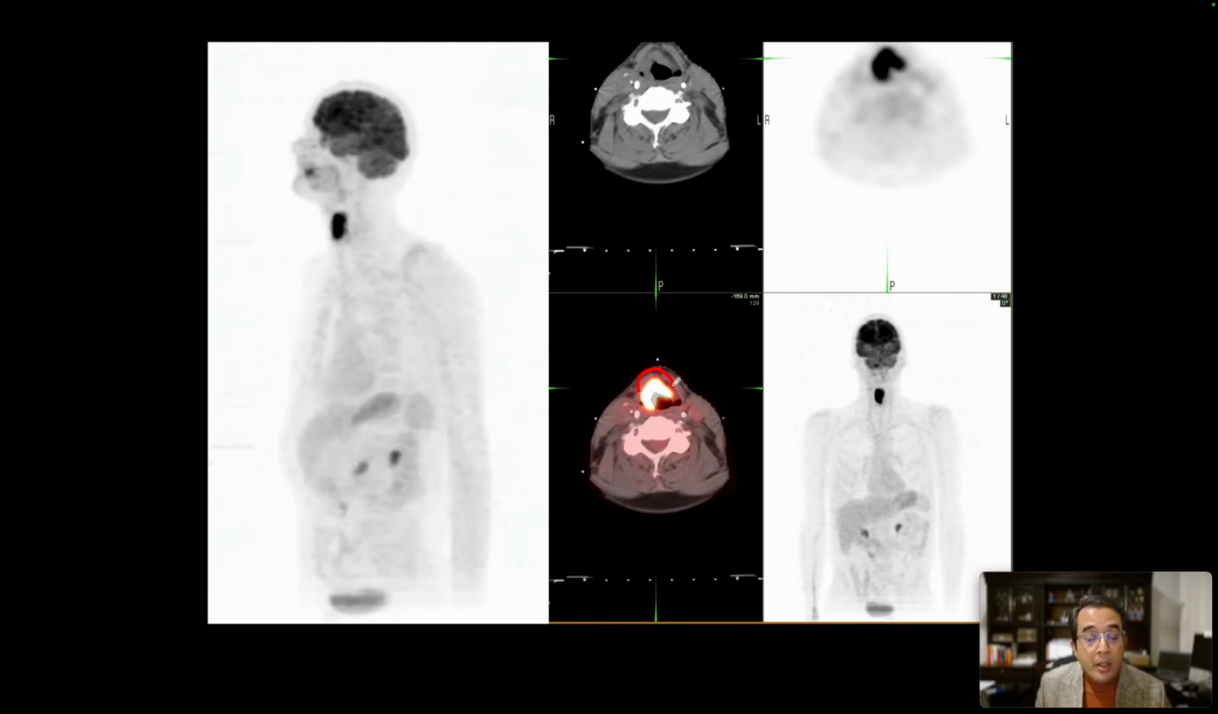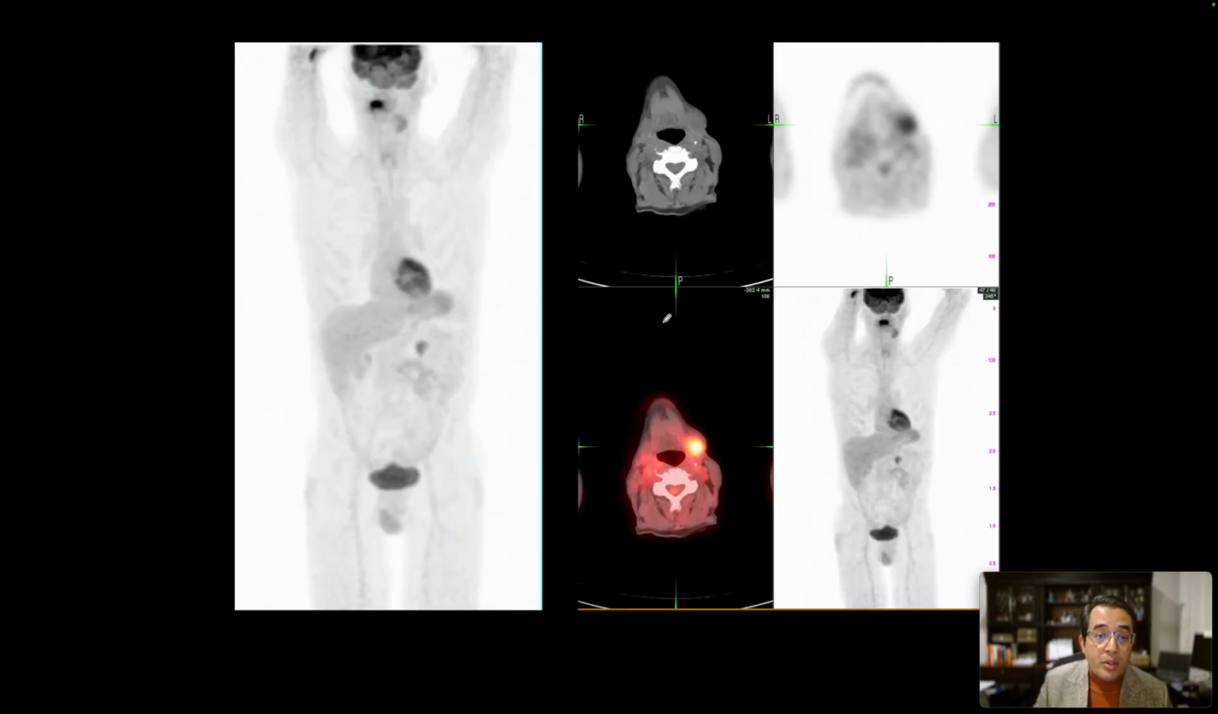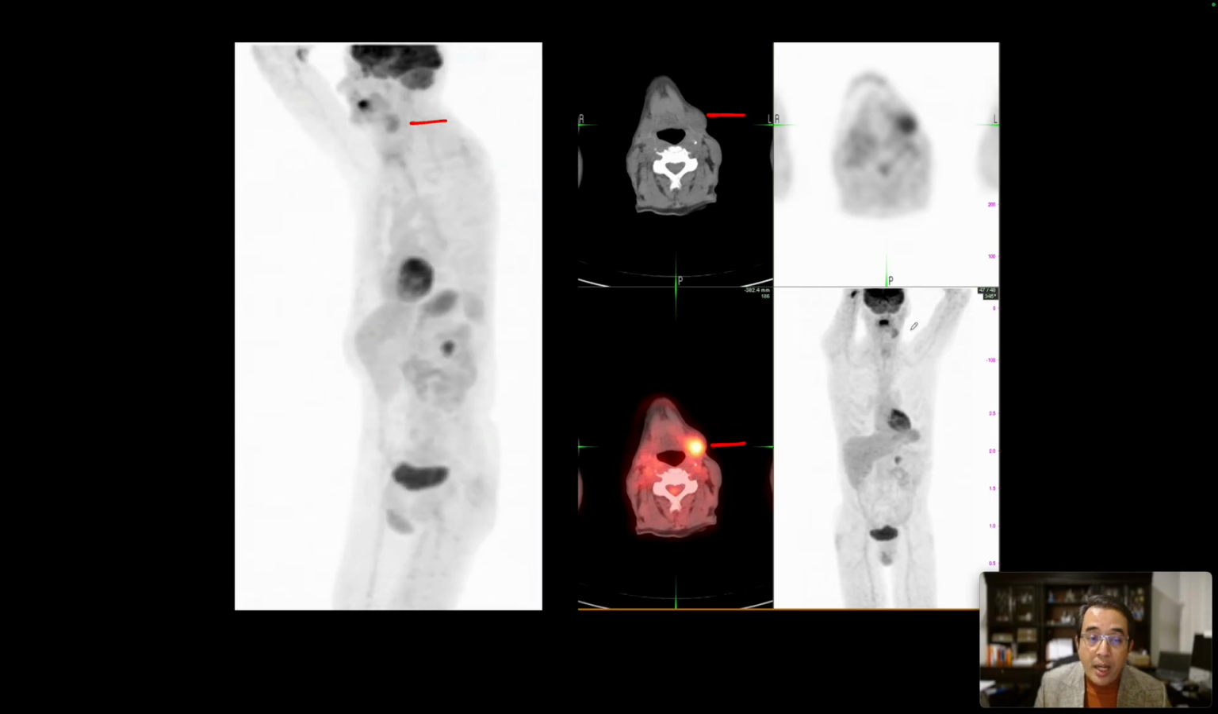They underwent chemoradiation and surgery. On their follow-up study, we find that there is a focus of mild uptake in the left submandibular gland, and this finding suggests radiation sialadenitis.